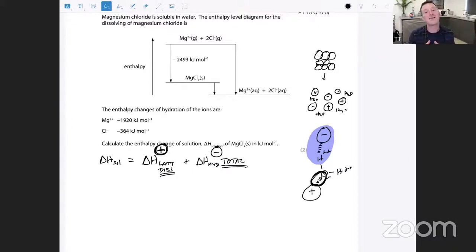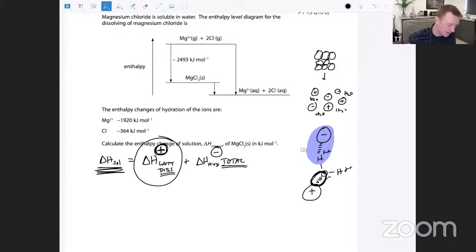So yeah, these are negative. Of course, when we want to do the opposite of that, it's going to be an endothermic process because we need to break those electrostatic attractions between water and these ions. So it's all about balance. It's all about balance. Your delta H solution, when you're dissolving a salt, is a balance between, right, we need to put some energy in to break up the lattice in the first place.